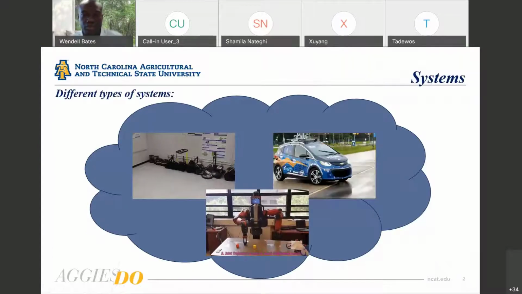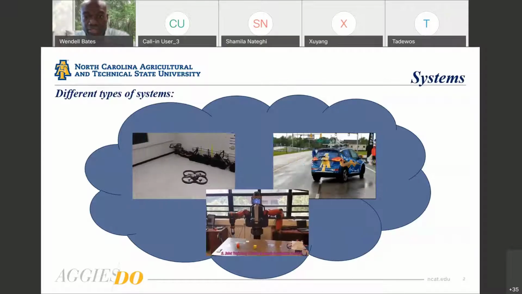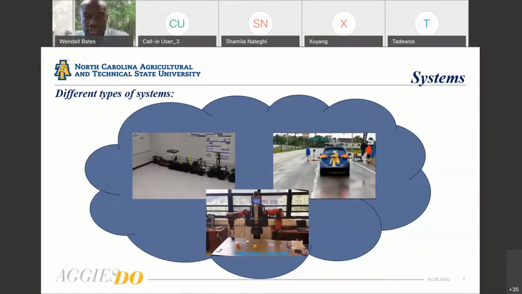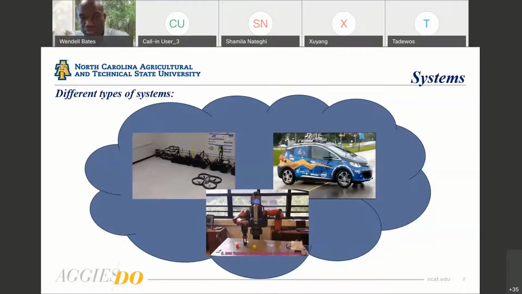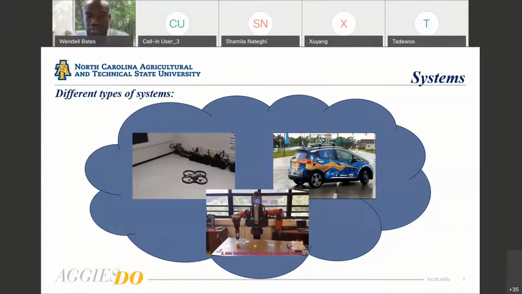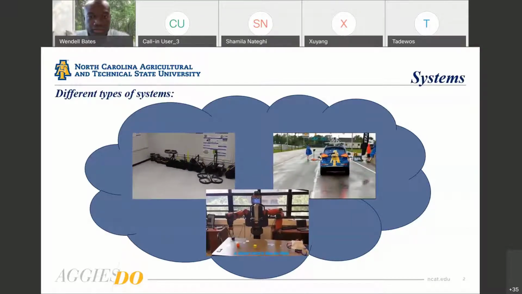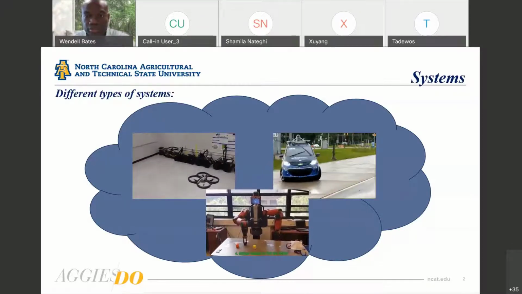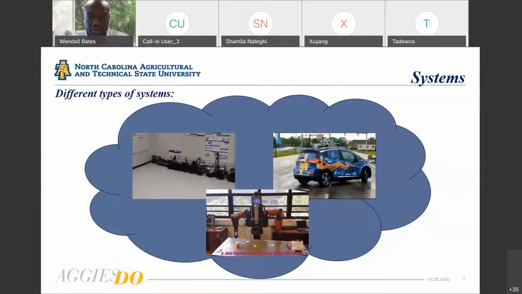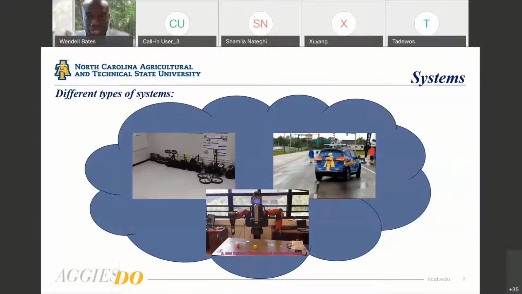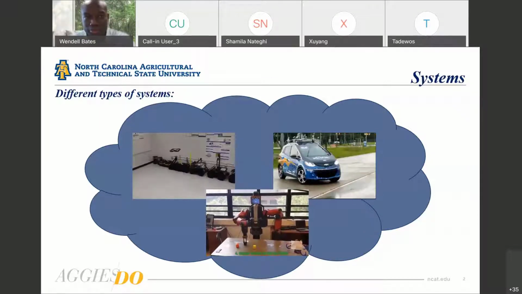So there's a host of different types of systems in the world today, especially here at North Carolina A&T. We have a bunch of autonomous systems where we have UAVs in the lab, we have humanoid robots, and we also have UGVs or autonomous car projects as well. However, as many of you know, all of these different systems are prone to faults.